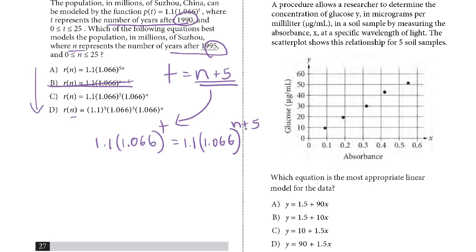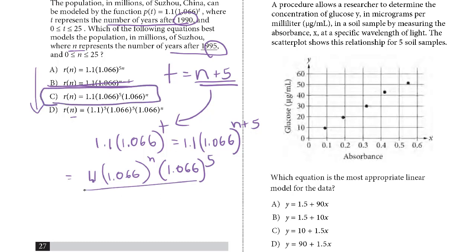If I'm adding exponents, that means I can multiply powers of the same base. That's my product rule. So I could rewrite this as 1.1 times 1.066 to the n power times 1.066, the same base, to the 5 power. That's the same thing. Do I see that answer anywhere? I do. C. They reverse the order of the n's and the 5's, but multiplication is commutative, so I can change the order. C is the same as what I would expect for the population expressed as a function of n. That's the correct answer for 26.